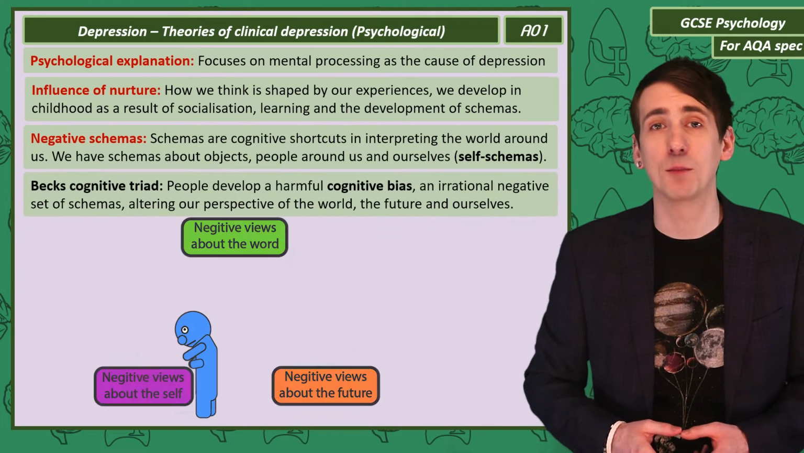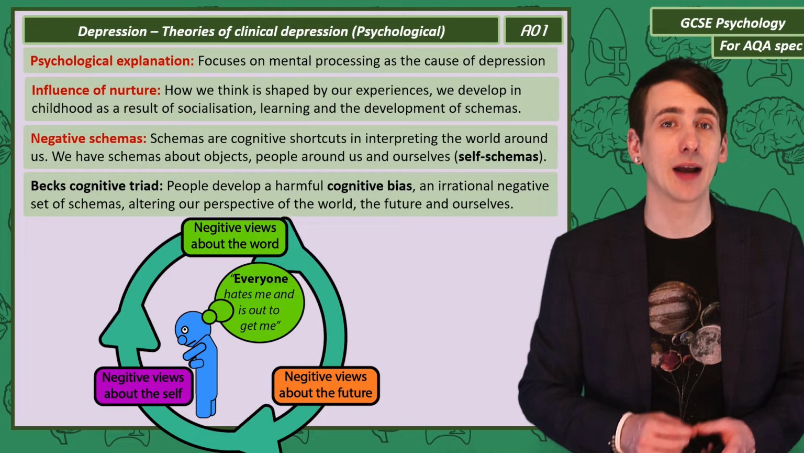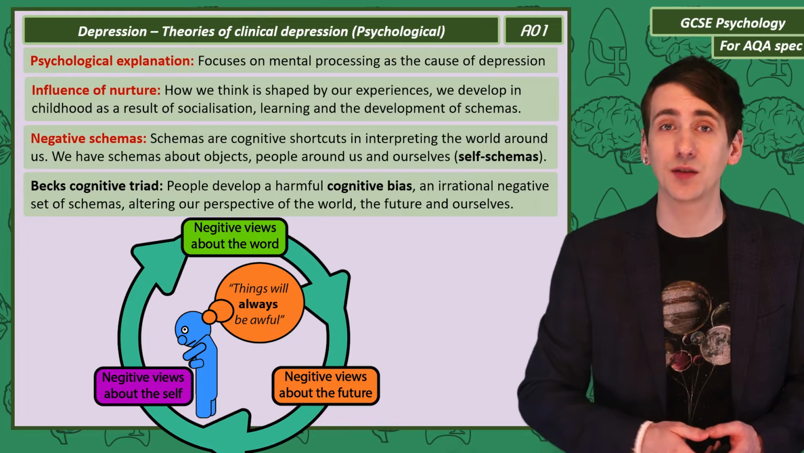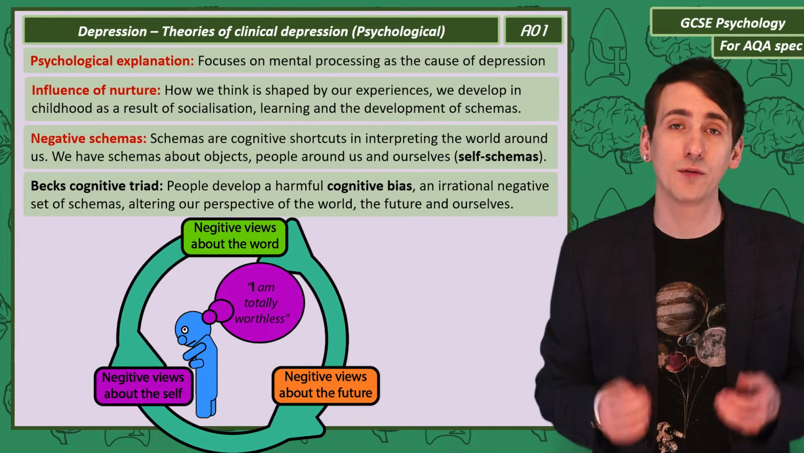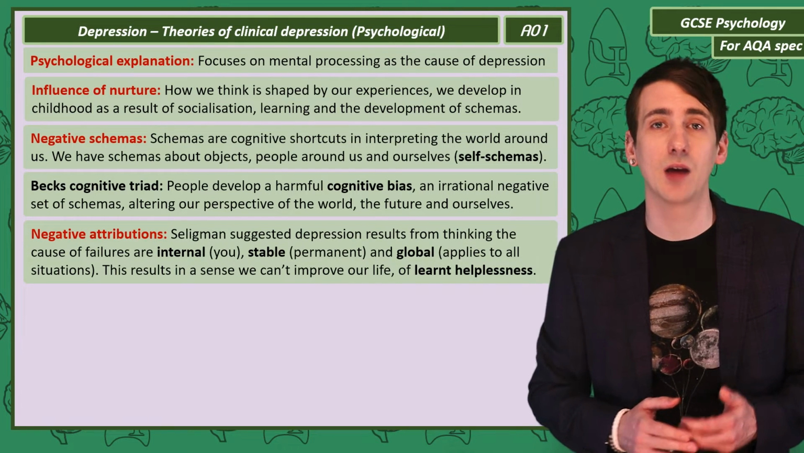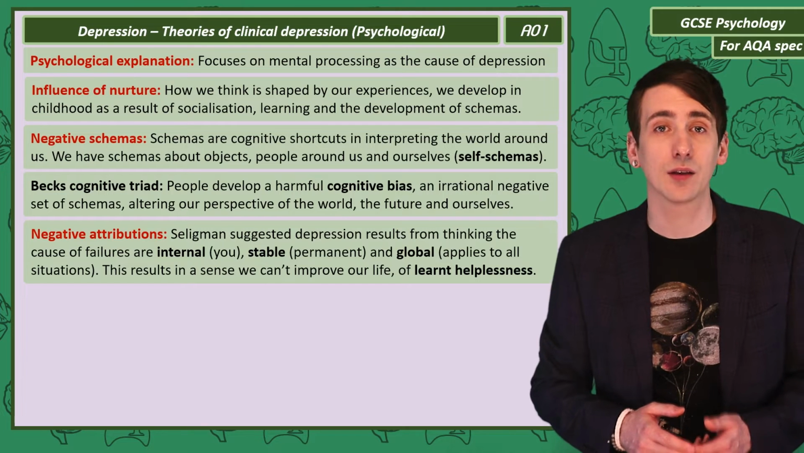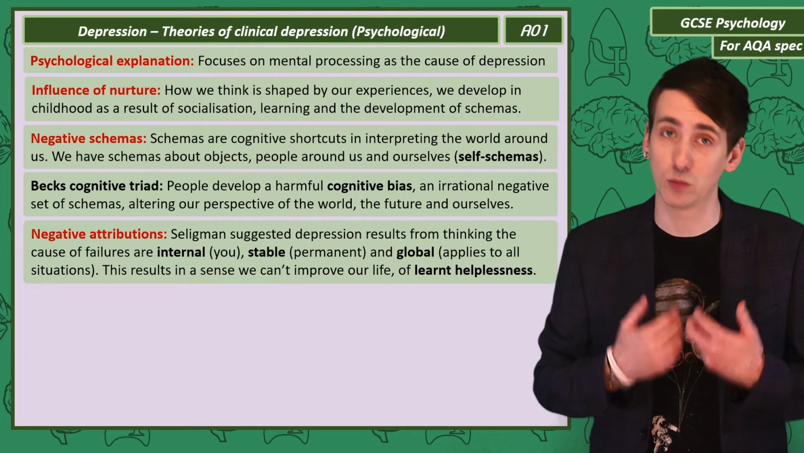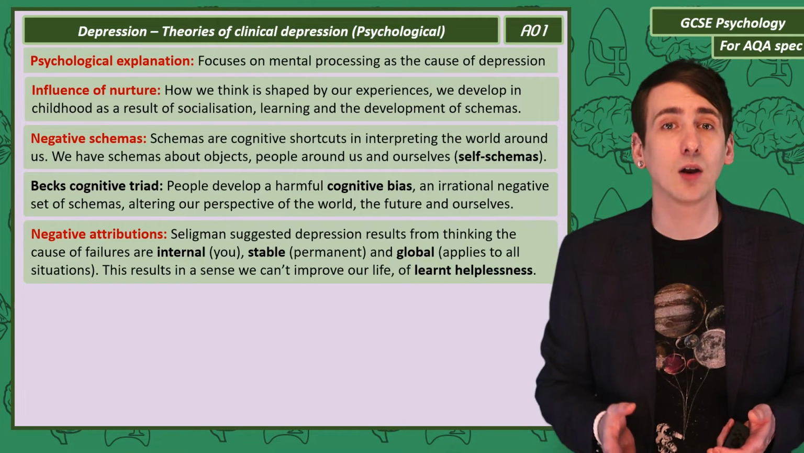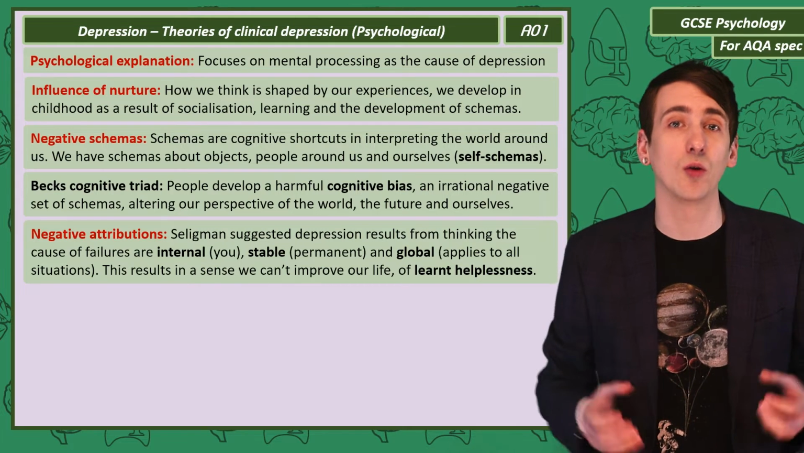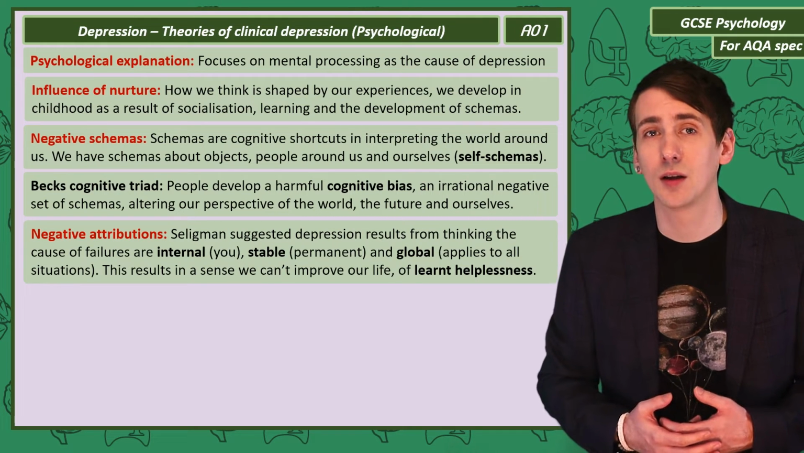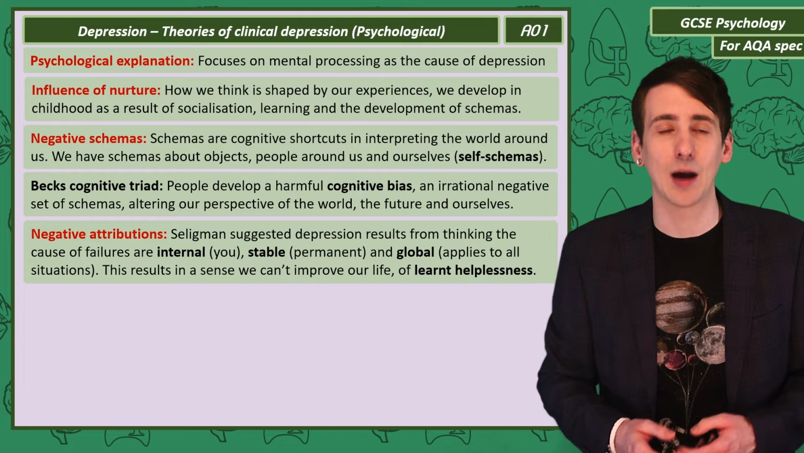A psychologist called Aaron Beck created the cognitive triad to explain how we develop a harmful set of cognitive biases, an irrational set of negative schemas that alter our way of seeing the world, the future, and ourselves. Another researcher called Seligman suggests that we form a set of negative attributions. We think the causes of failure are internal, so you, not other people, stable, so they're permanent, they can't be fixed, and global, meaning that the failure applies to all situations. These negative attributions result in a sense that we can't improve our lives. So we develop a sense of what Seligman calls learnt helplessness.